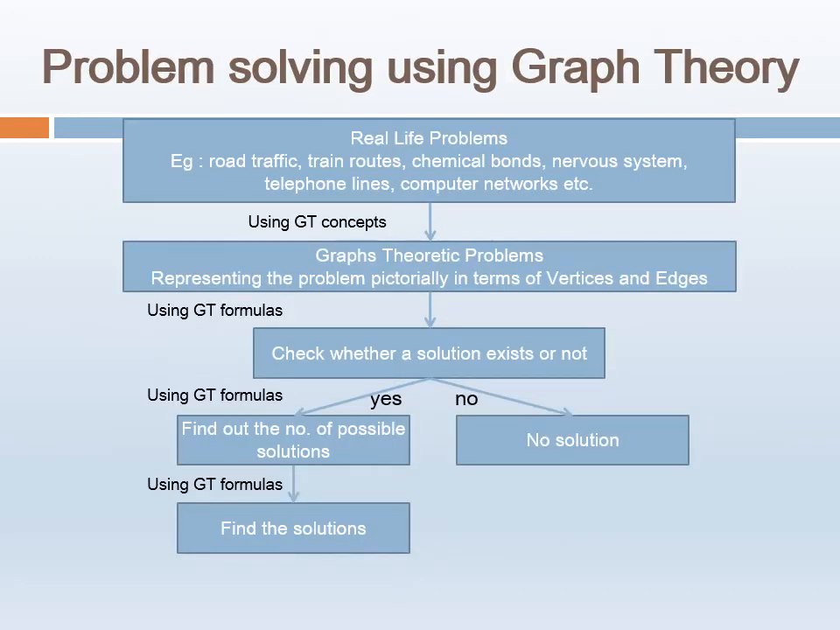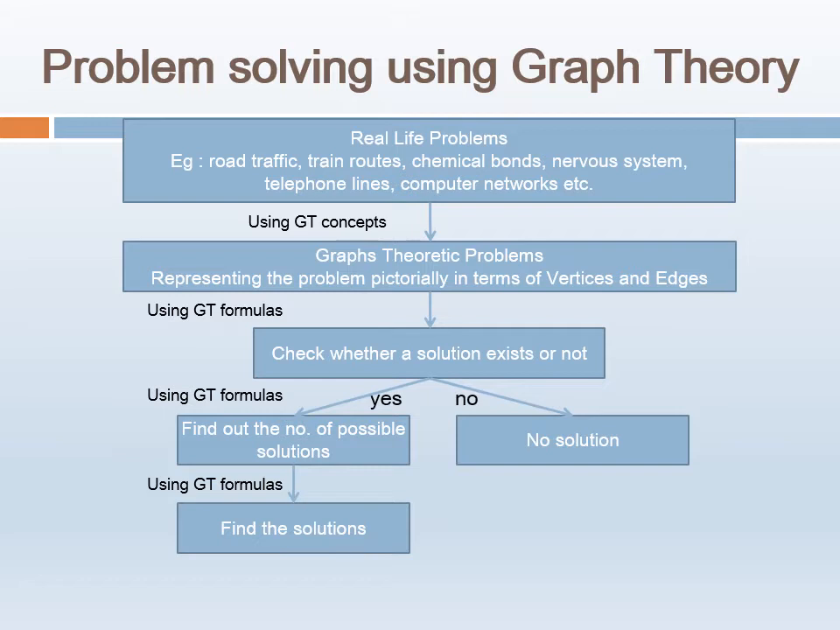Why do you have to study graph theory? Learning the concepts and formulas of graph theory will help us to solve a wide spectrum of real-life problems. For example, real-life problems pertaining to areas like road traffic, train routes, chemical bonds, nervous system, telephone lines, computer networks, etc. can all be converted into graph theoretic problems using the concepts of GT. That is, the real problem is depicted in the form of a graph.